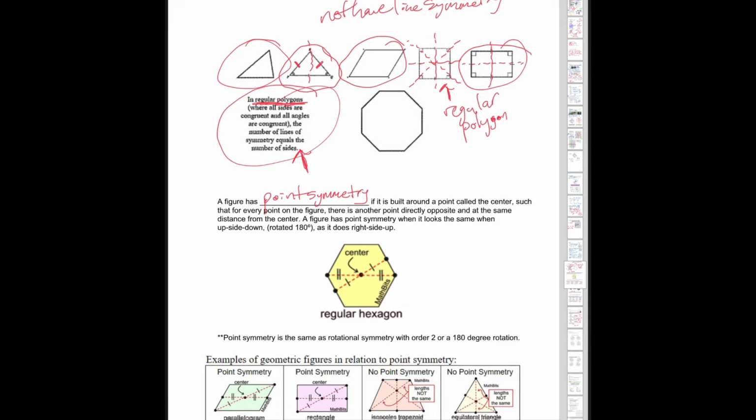This only has 2 lines of symmetry, but a rectangle has 4 sides. So again, any regular polygon has the same lines of symmetry as the amount of sides it has. Let's take a look at this octagon. Here is 1, 2, 3, 4, 5, 6, 7, and then our 8th. So there's 8 sides. There are 8 lines of symmetry.